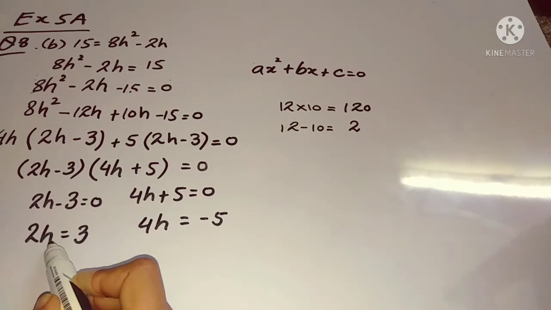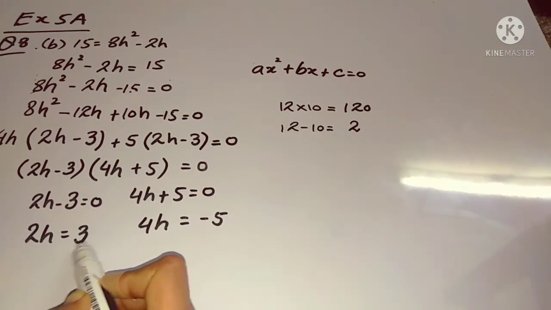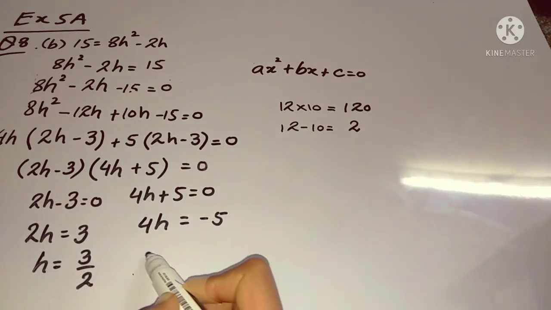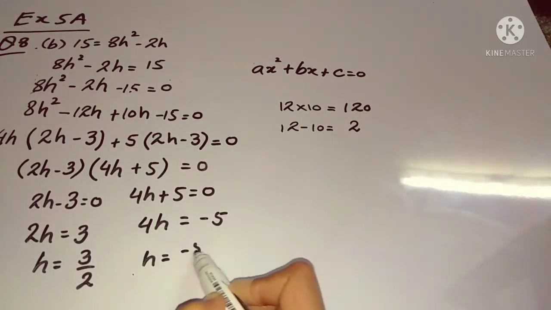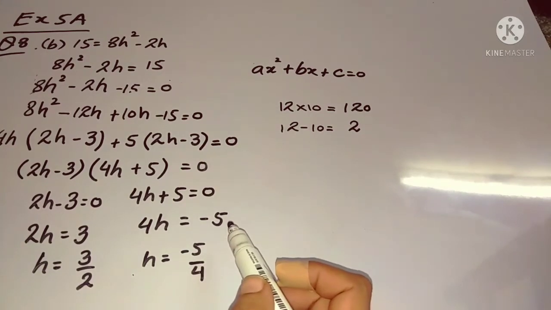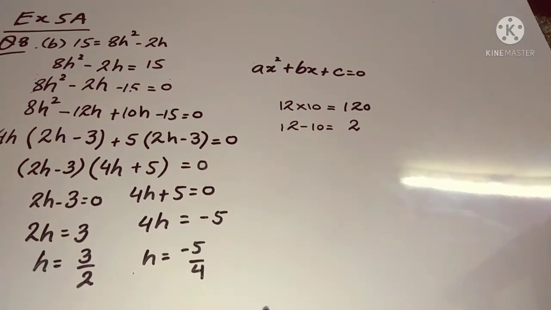We just need to find out the value of h. This 2 is multiplying with h, so it will go to that side and be divided. So h is equal to 3 by 2, and here h is equal to minus 5 by 4. Actually, students, now you can divide them and write down the answer in the form of a mixed number.